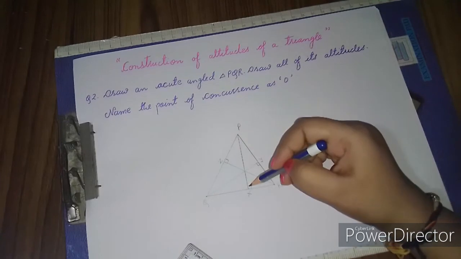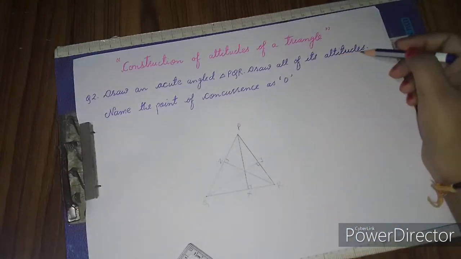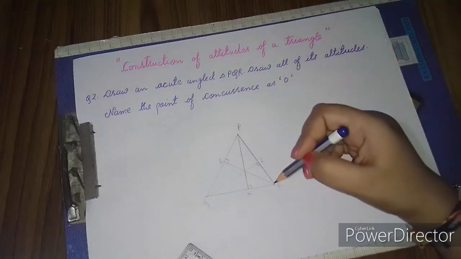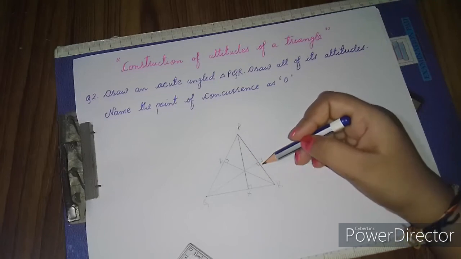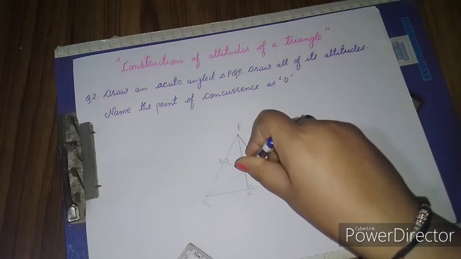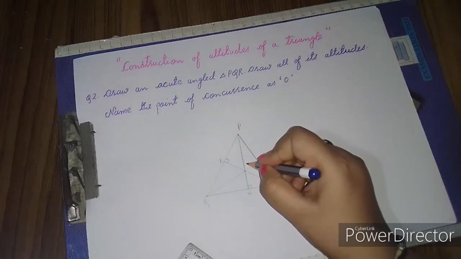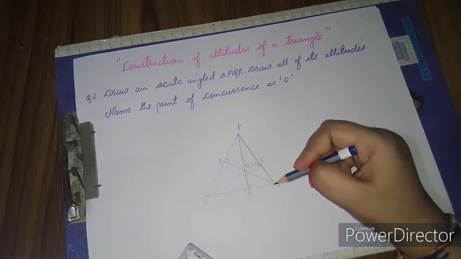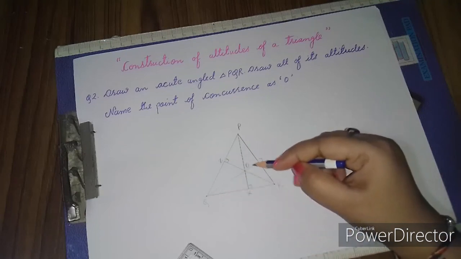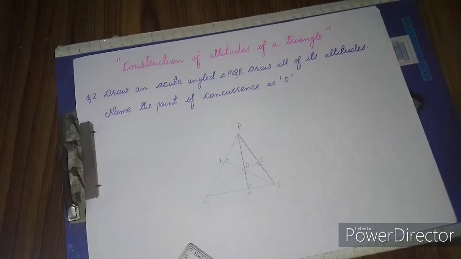Now segment PX, segment RZ, segment QY. What they are, students? These are your altitudes. Now look at this figure nicely, students. Your altitudes, all three altitudes. How many altitudes are you having? 1, 2, 3. Now all these three altitudes are passing through a common point. Now this point of concurrence is called the orthocenter. What is it called? The orthocenter, and it is denoted by the capital letter O. So all your three altitudes, that is your segment PX, your segment RZ, and your segment QY are passing through a common point, that is point O. This point O is called your orthocenter.